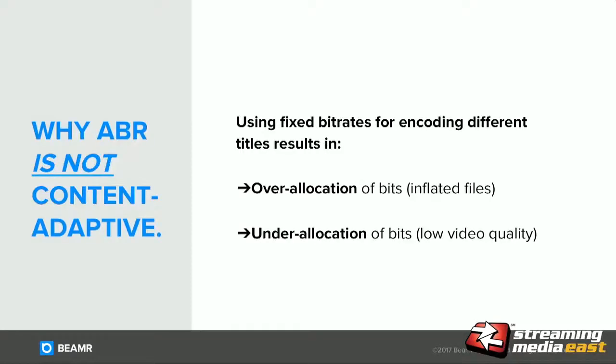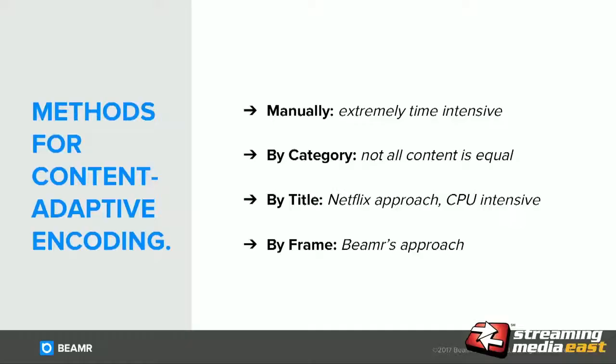The question could be asked, is ABR, adaptive bitrate, content adaptive? And the short answer is no, it's not, because ABR is designed to address the needs of a varying network. When my bandwidth is fluctuating, then I'm changing profiles, I'm changing bit rates, right? It has nothing to do with content quality. So when we look at the needs of a content adaptive encoding scheme, there are four main approaches that we can consider.